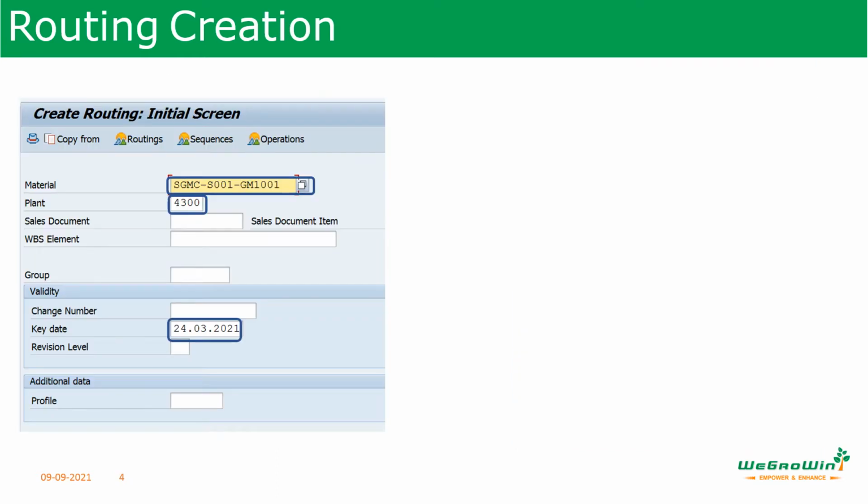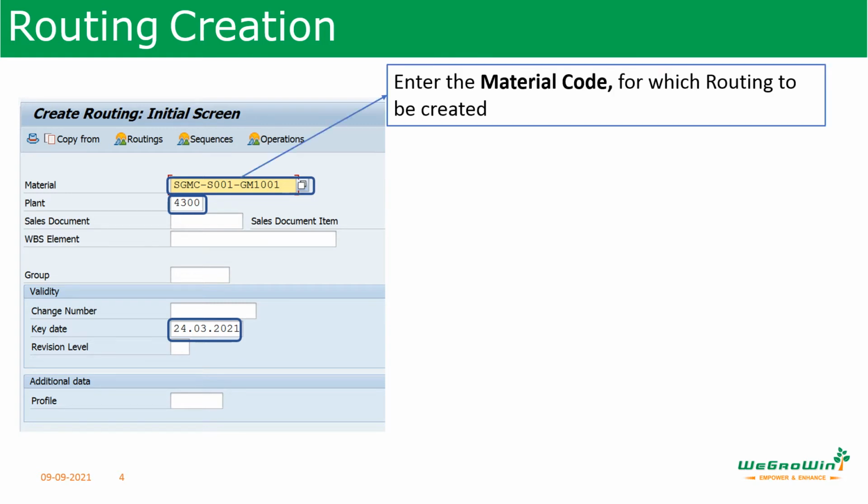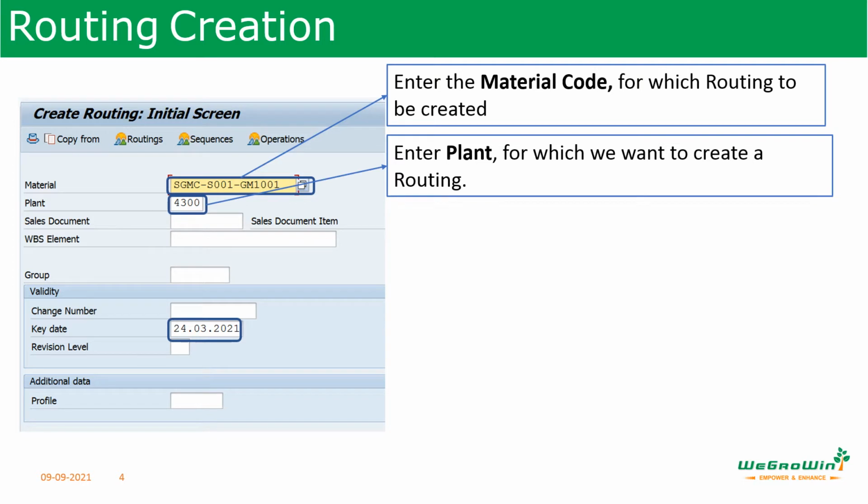When you create the routing, this is the screen where you have to create it. Once you put CA01, the system will open this screen. First you have to enter the material for which you are going to create the routing. In this example, I am creating routing for the material HGMC S001 GM1001. Then we have to put the plant in which you are going to create the routing. This is the plant number.